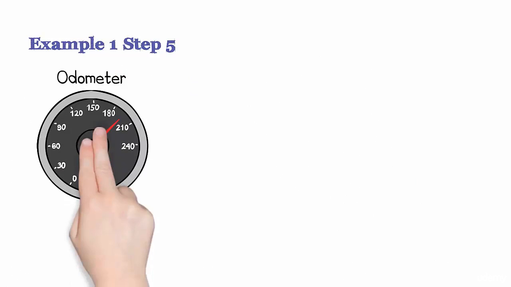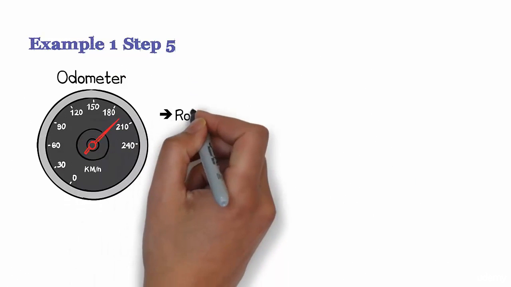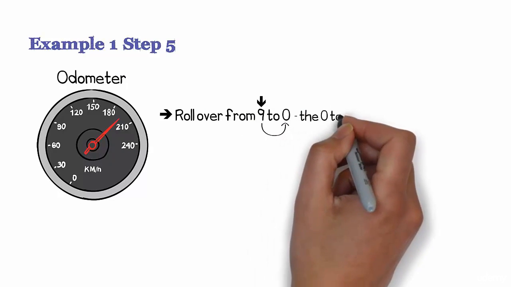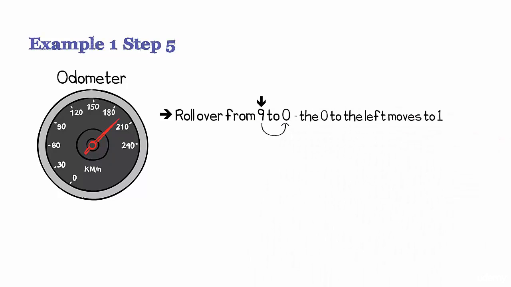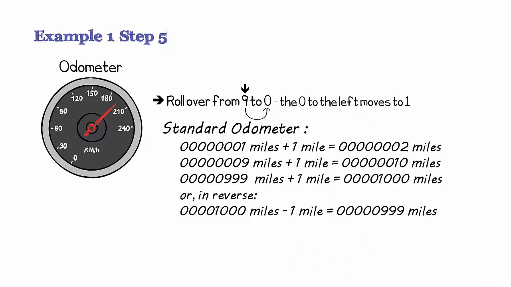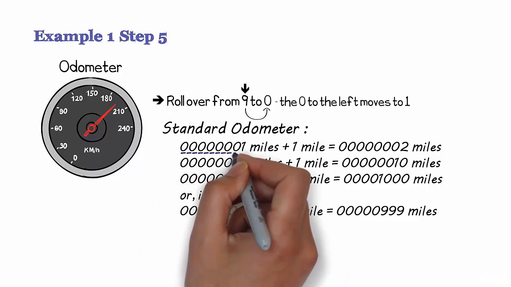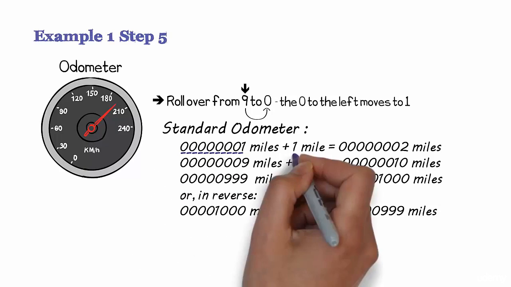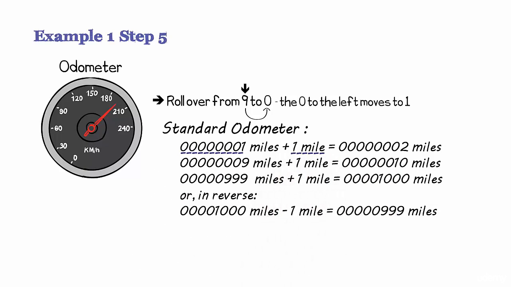or motorbike, something like this picture. It will roll over from a 9 to a 0. When traveling, if the rightmost value is 9 and you drive another kilometer or mile, that will change to 0 and the 0 to the left of it will move to 1. So in a standard odometer, if you had a value of, let's say, 7 zeros and a 1, because you've got a brand new vehicle, so that's the distance that you've traveled, let's say 1 mile, and you drive another mile, the odometer will show that you've driven 7 zeros, 2 miles.